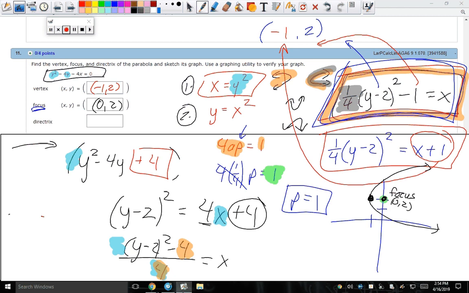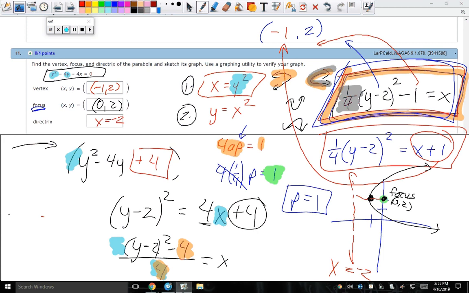And if I jump 1 to the left, it's going to be what? The directrix, which equals what? x equals -2. So x equals a number is a vertical line. y equals a number is a horizontal line. And that's how we get that.